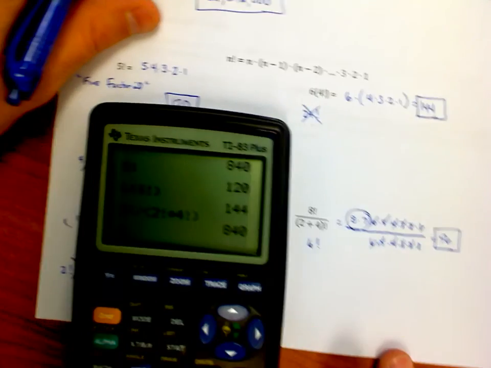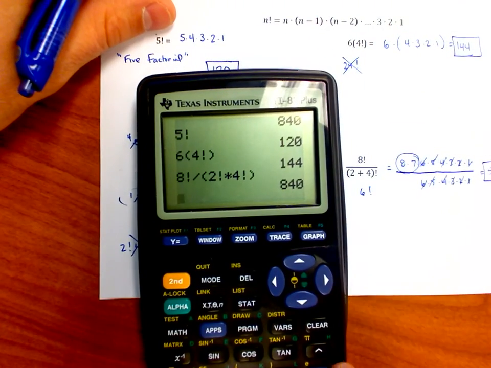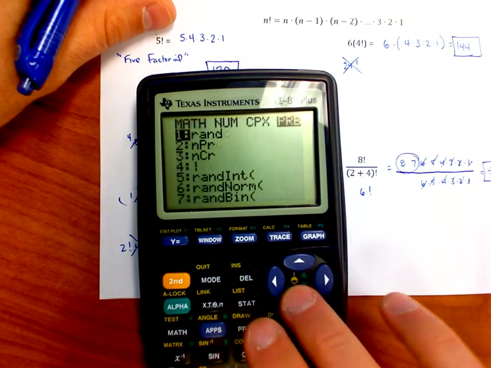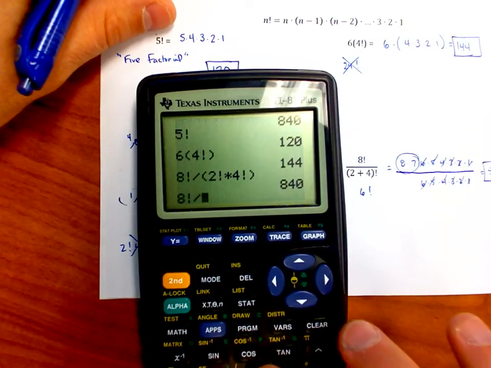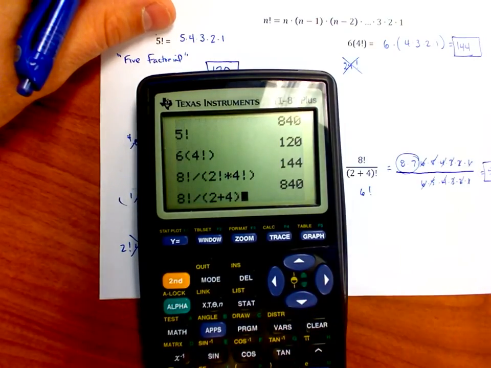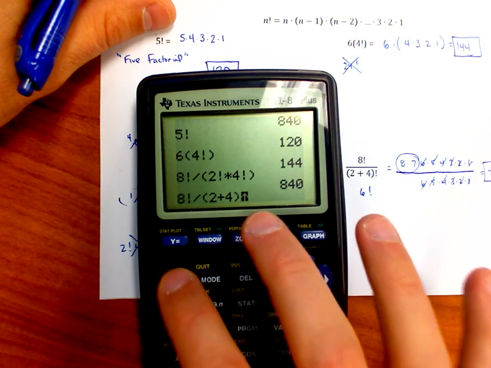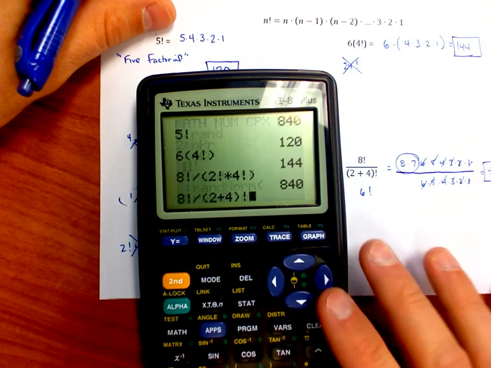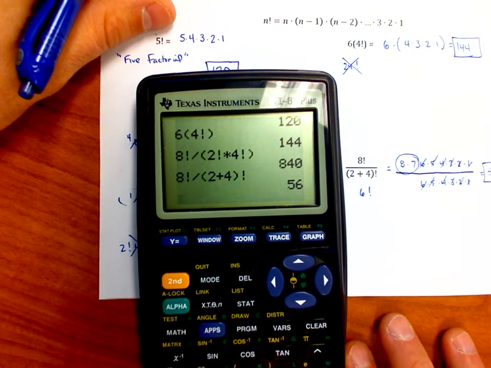And then the last one here. What is 8 factorial divided by parentheses 2 plus 4 factorial? And the answer is 56.